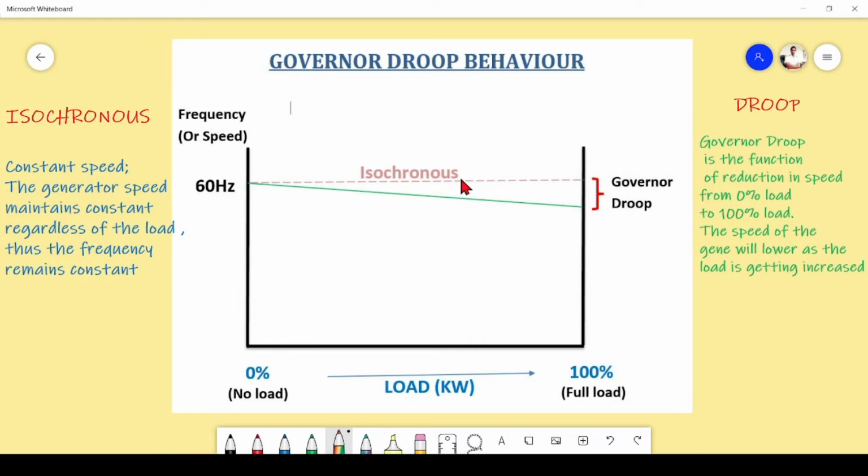It does not need to feel the load increment and reduce the speed, because there will be no load sharing.